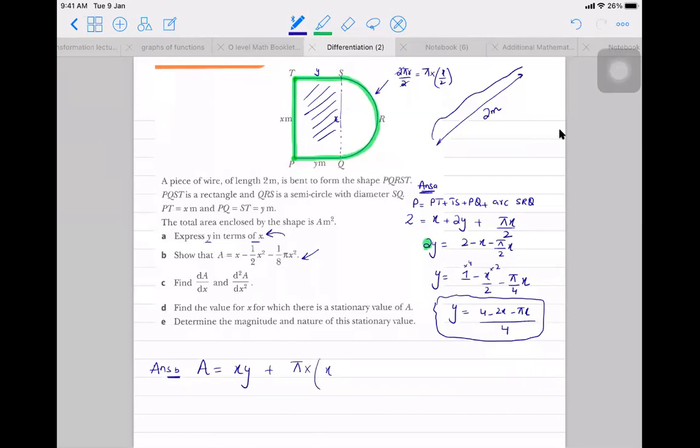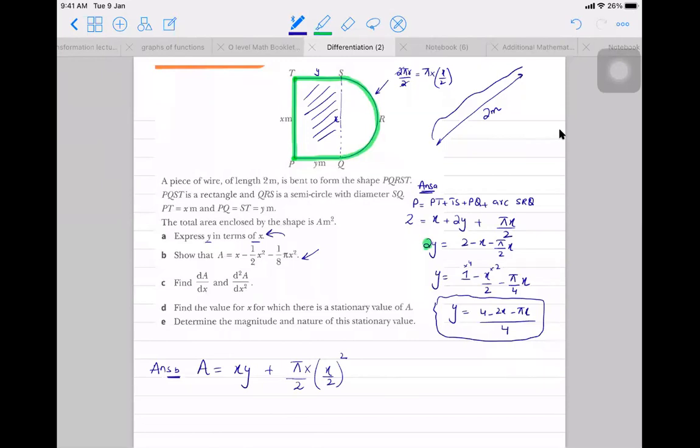The radius was x upon 2, pi r square upon 2. Sir, for example, if part A wasn't given to us, then also we would have been required to find y in terms of x, right?